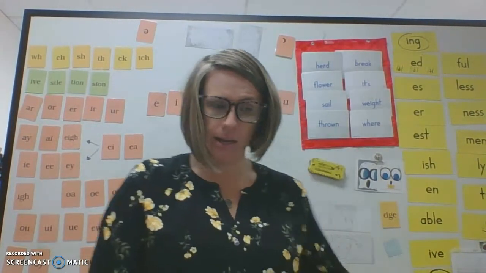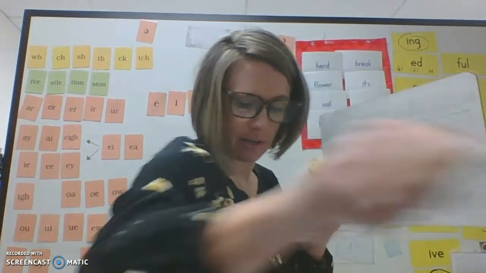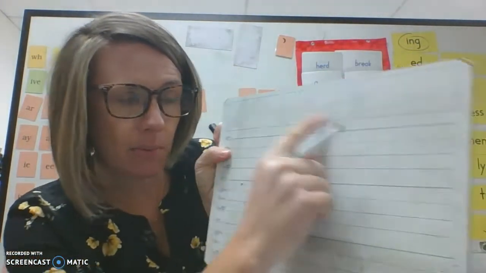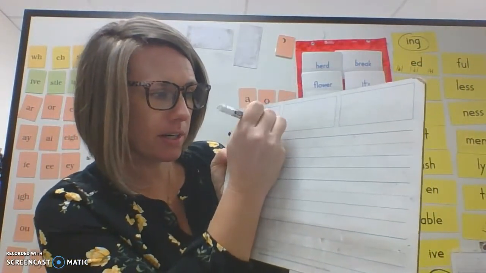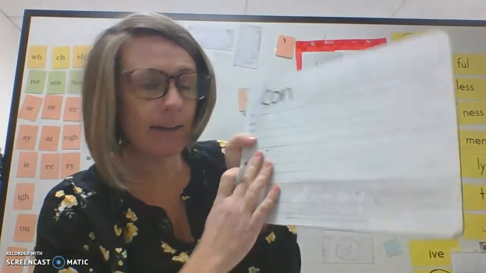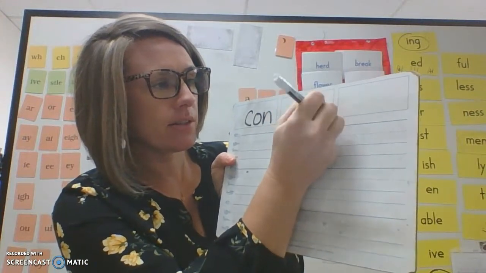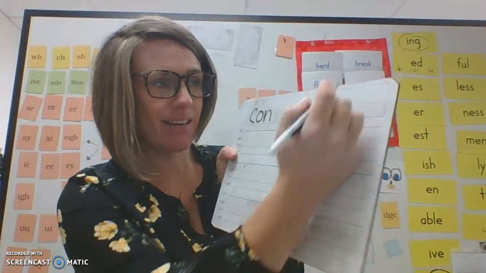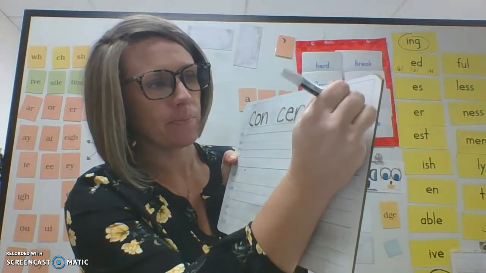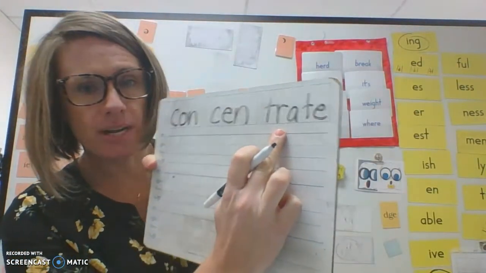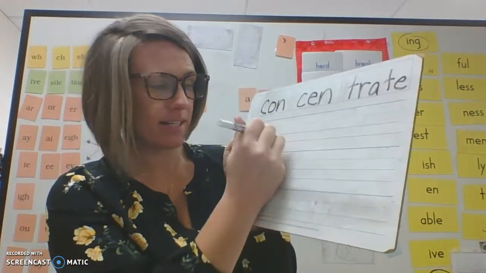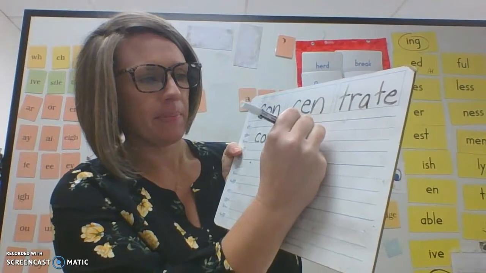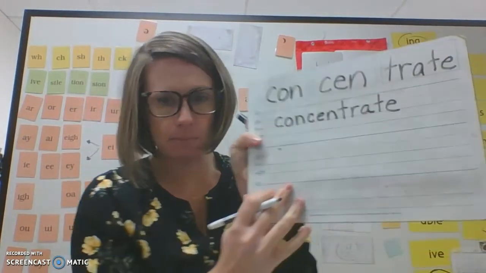So let me go ahead and write a word for you and show you how we do it. Okay, so I'm going to have a 3-syllable word, so I'm going to use my syllable boxes up here. Here's the first word, first syllable. Con. Here's the next one. C is followed by the E, so it says sen. And here's the last syllable. Trait. Put it all together. Concentrate. Concentrate.